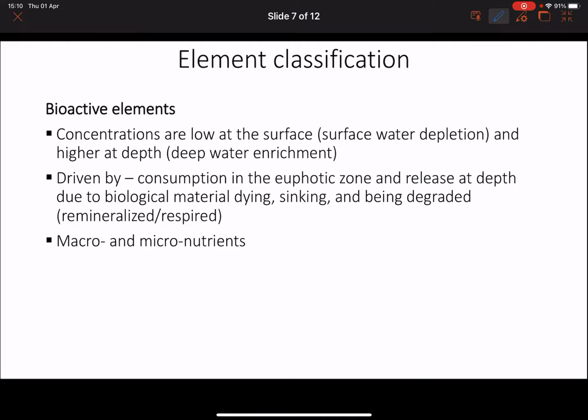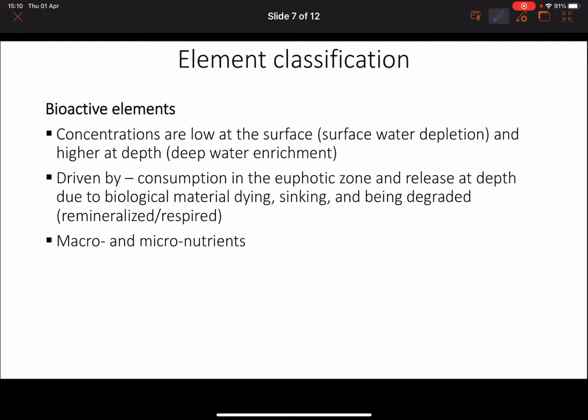Okay, the second element classification is the bioactive elements, or the nutrient-like elements, and by far there's the most of these of any of the classifications. And the bioactive elements are where you have very low concentrations at the surface, which we also refer to as surface water depletion, and higher concentrations at depth. And we also refer to this as deep water enrichment.